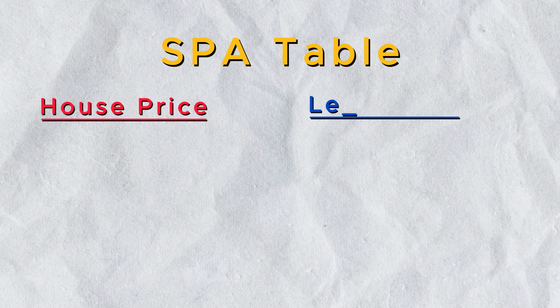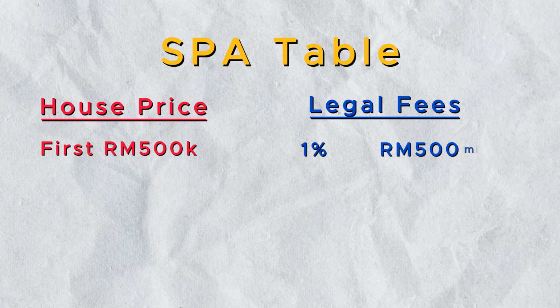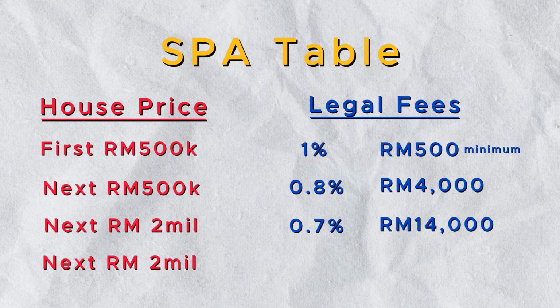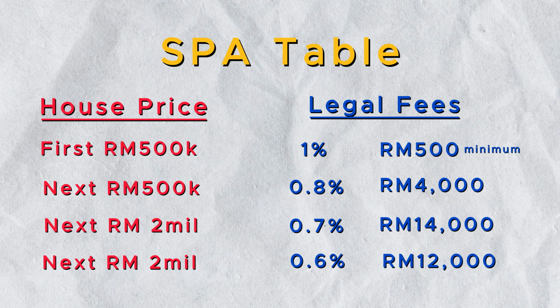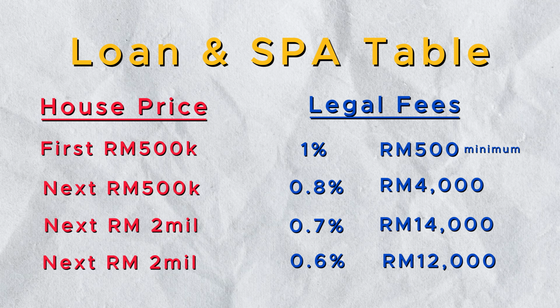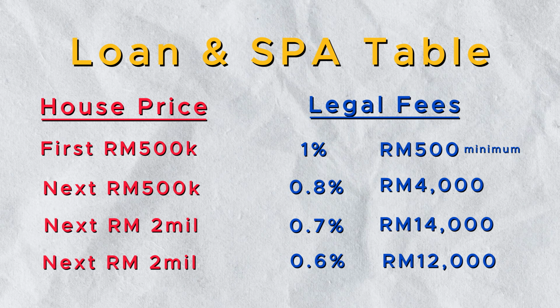Next, SPA, your SPA legal fees. The first 500,000 is 1%. The next 500,000 will be 0.8%, and any subsequent amount would be 0.5 to 0.7%, just like this table here. This amount is the same for your loan legal fees. The loan legal fees also follow the same schedule, so it's basically times 2.